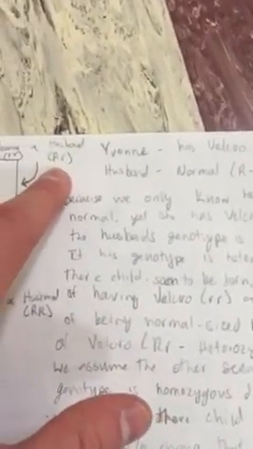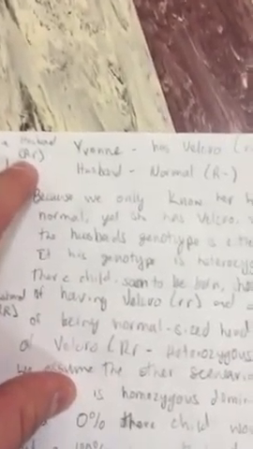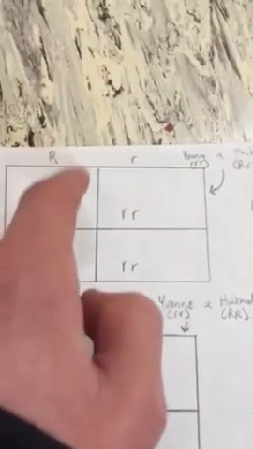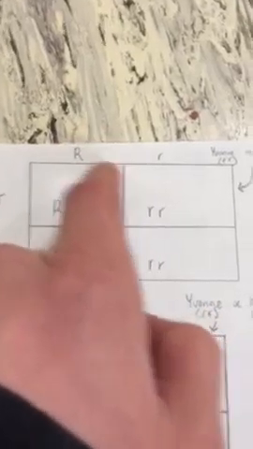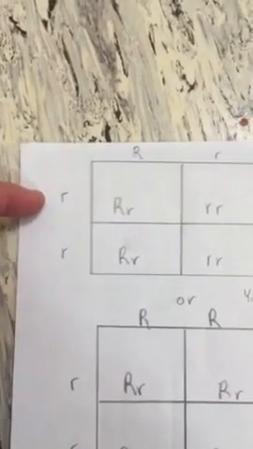So in order to find the chances of her children having Velcro, or what their genotypes are, we must cross these two and find the chances, being this box. So what you do is you split the alleles into their own separate box. You put one genotype from either the husband or the wife, in this case it would be the husband, on top, and then the next person on the side.